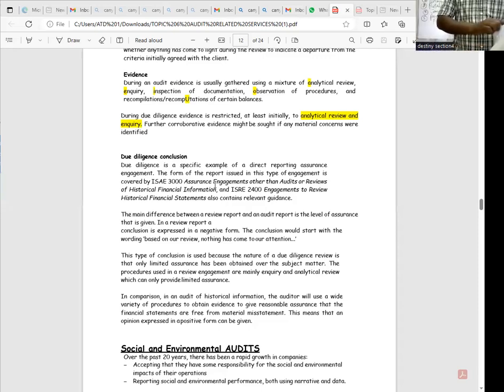I'll check a question on December 2021. December 2021, question 5B.